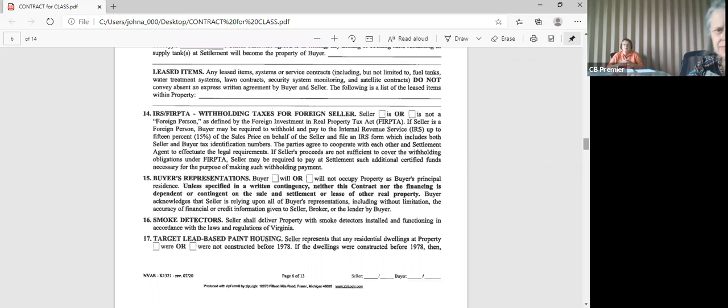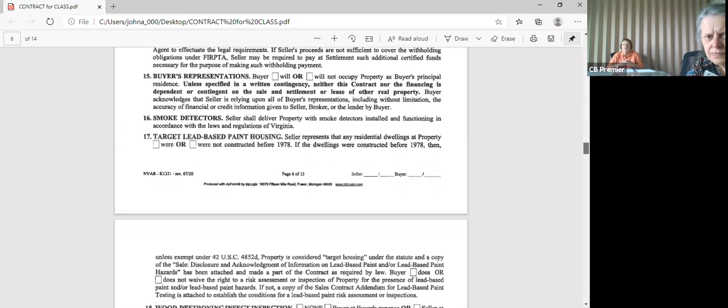The buyer representation, now they want to know whether the buyer is going to live in the property or not live in the property, and there's two folds to that. The lender wants to know for sure, because he's not going to get 2% if he's not living in the property, as an investor. So they really want to know that, will he be living in the property as a principal residence? Unless specified in a written contingency, neither this contract nor the financing is dependent on the condition, the sale and settlement of a lease of another property. In other words, they're not going to settlement contingent on something else closing.